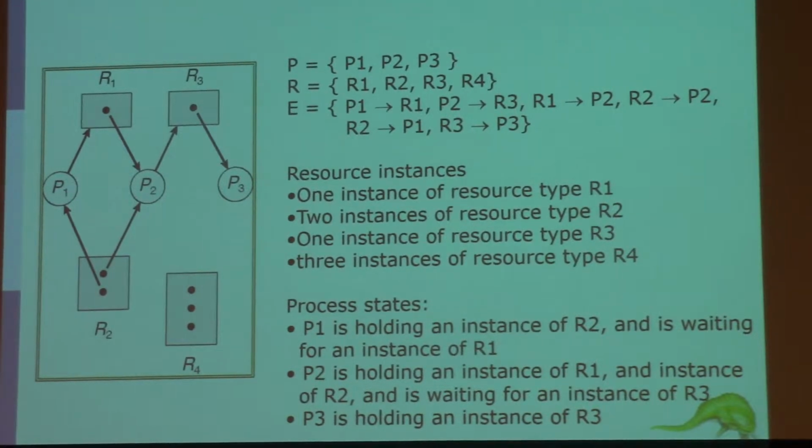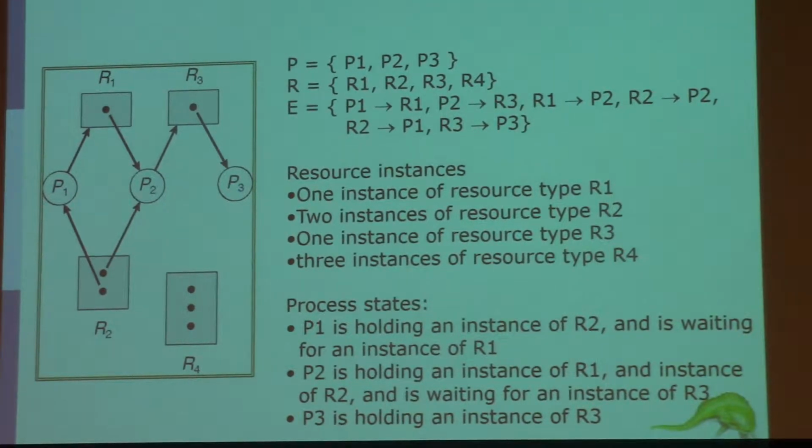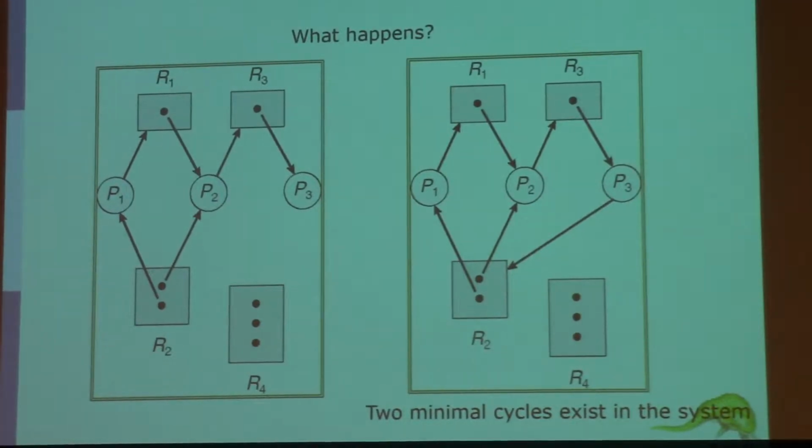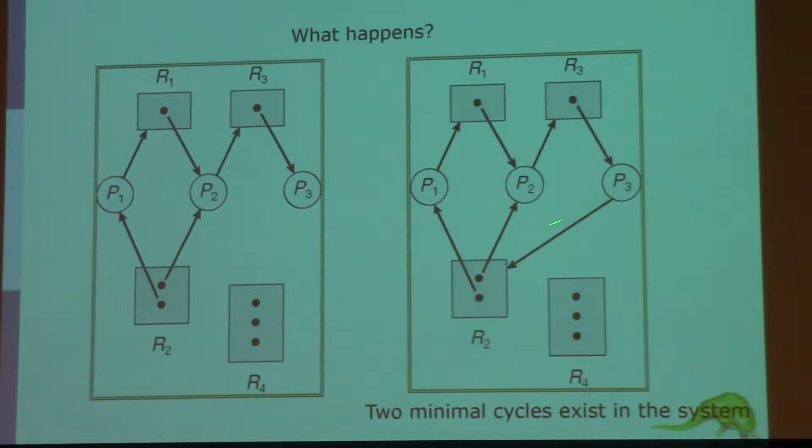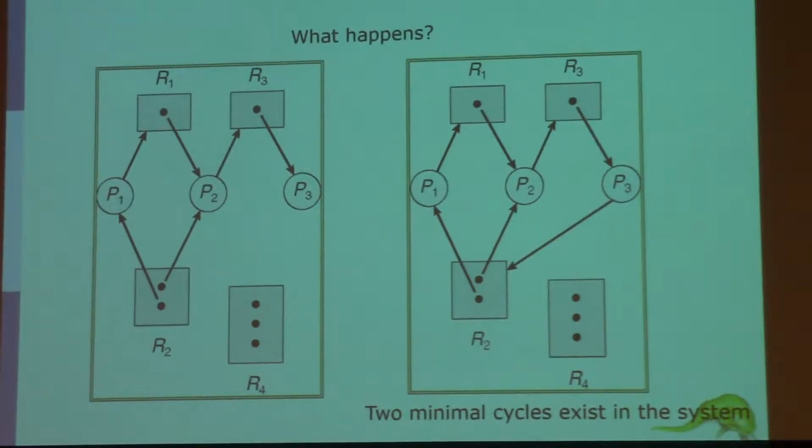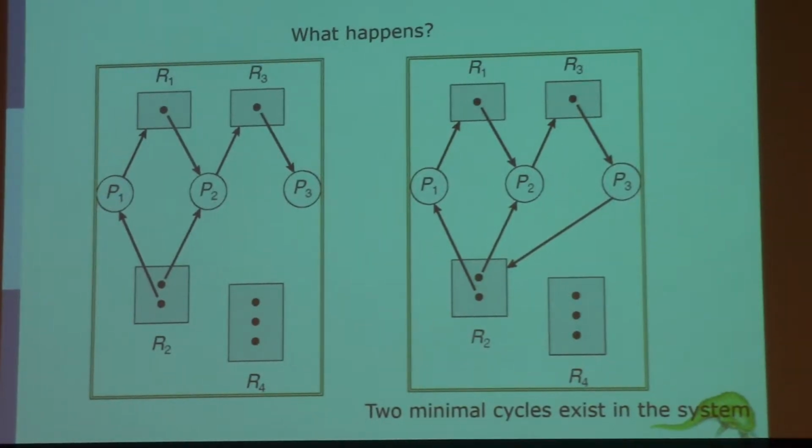So this is not a deadlock situation. In other words, this is called a safe state, the opposite of deadlock. Okay, what about this? It's exactly the same, but P3 is requesting the I2. Is it deadlock or not?